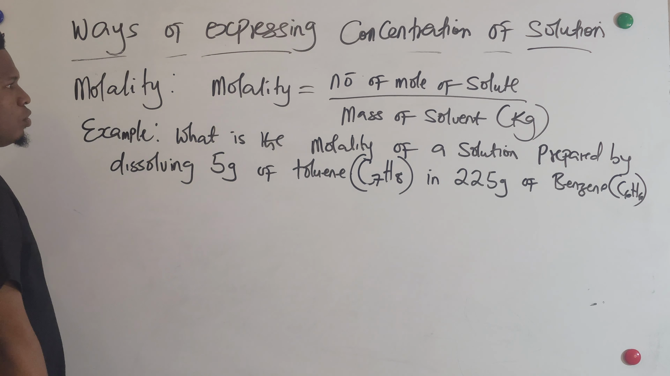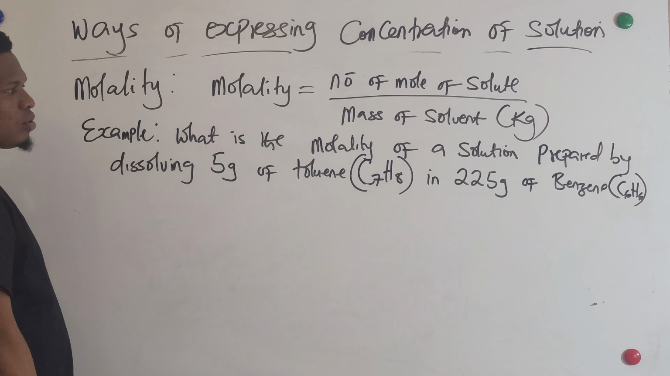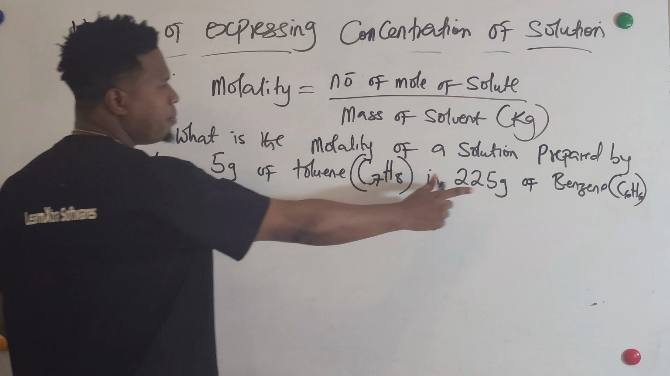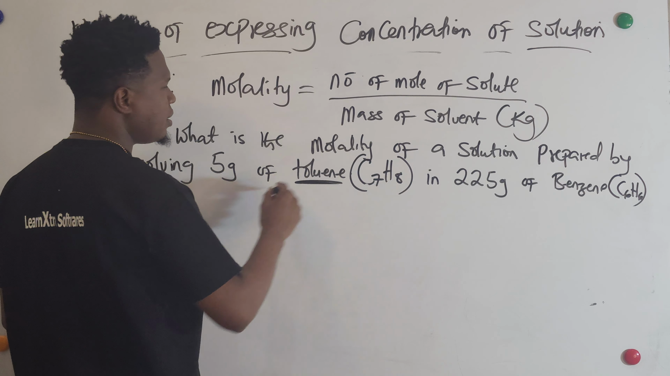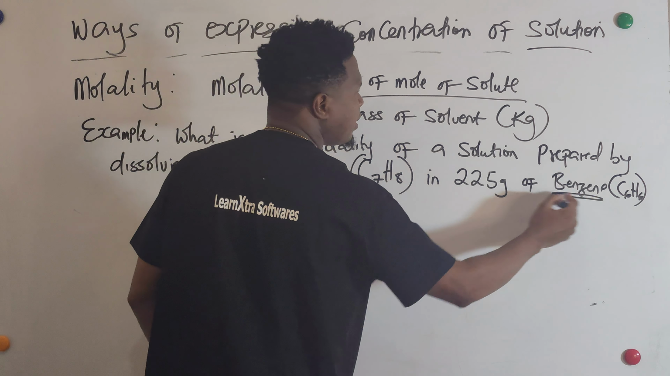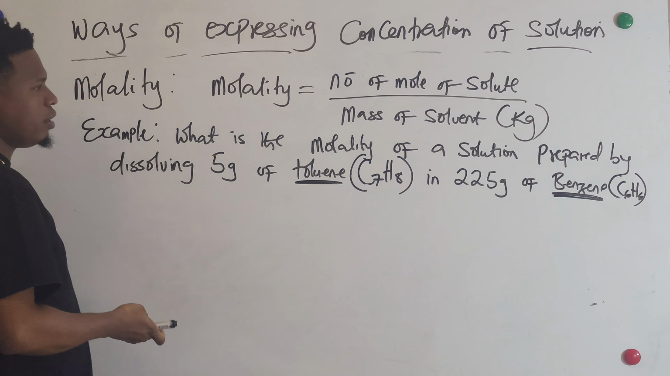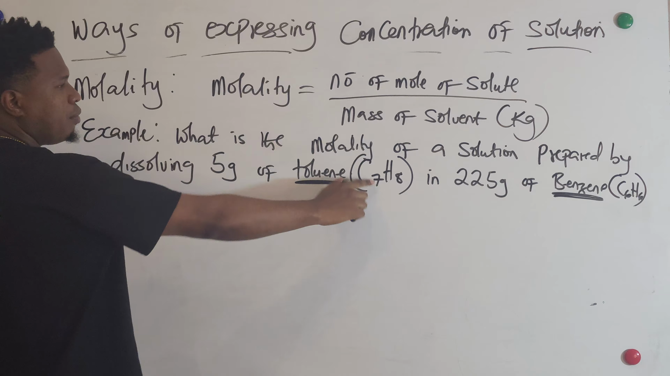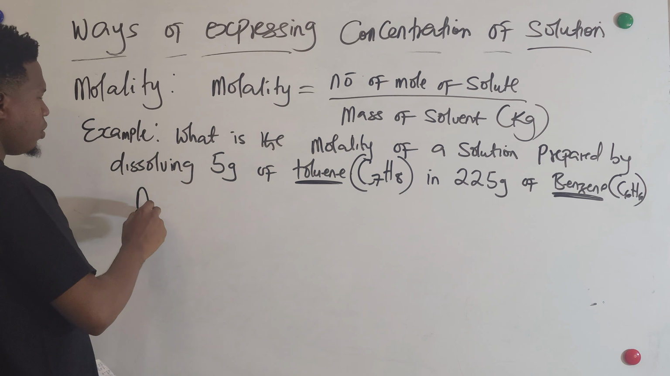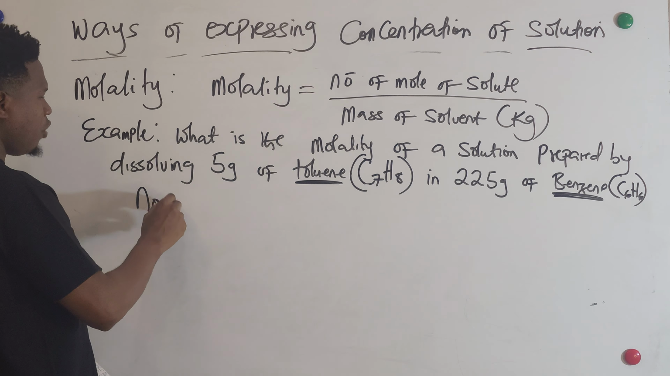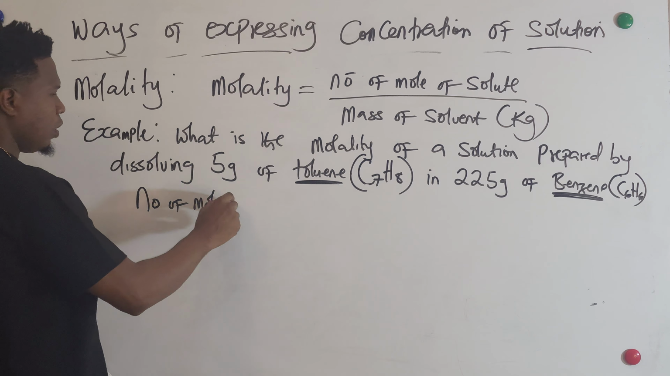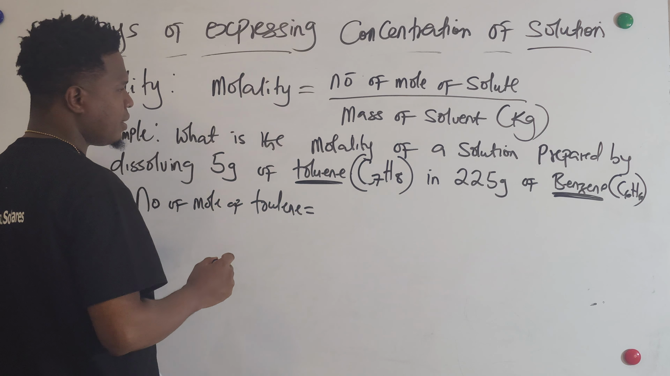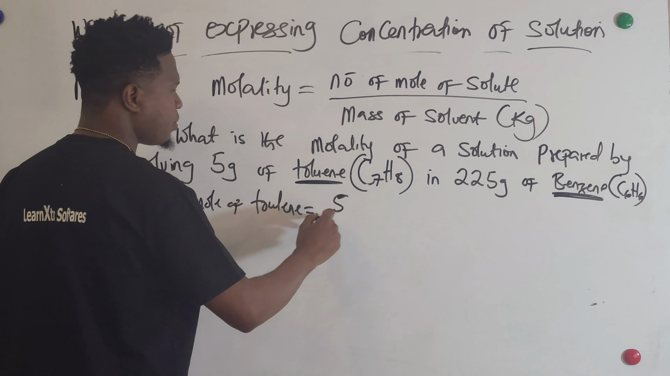The first thing we are going to do is to ask ourselves which one is the solute and which one is the solvent. For the fact we are dissolving 5 grams of toluene in benzene, it means that toluene is the solute and definitely benzene is the solvent. So we are going to calculate the number of mole of this toluene using these 5 grams and this molar mass. So number of mole of toluene is equal to the mass, which is 5 grams over the molar mass.